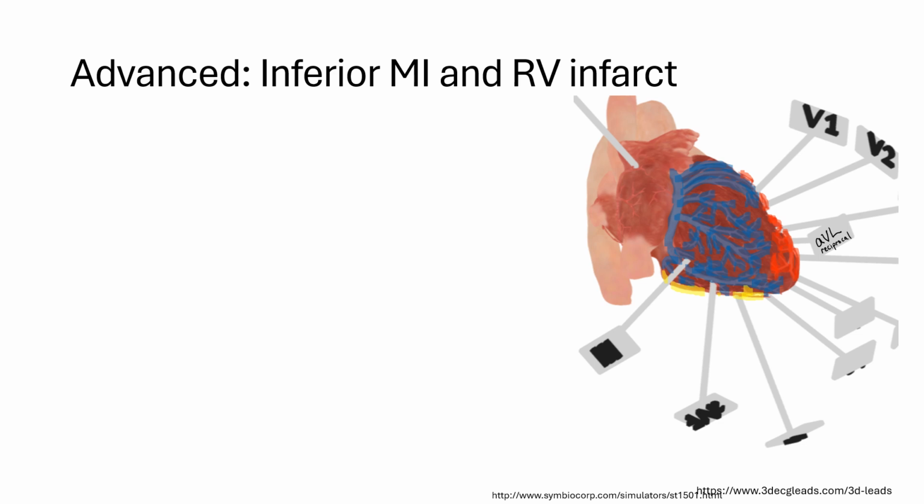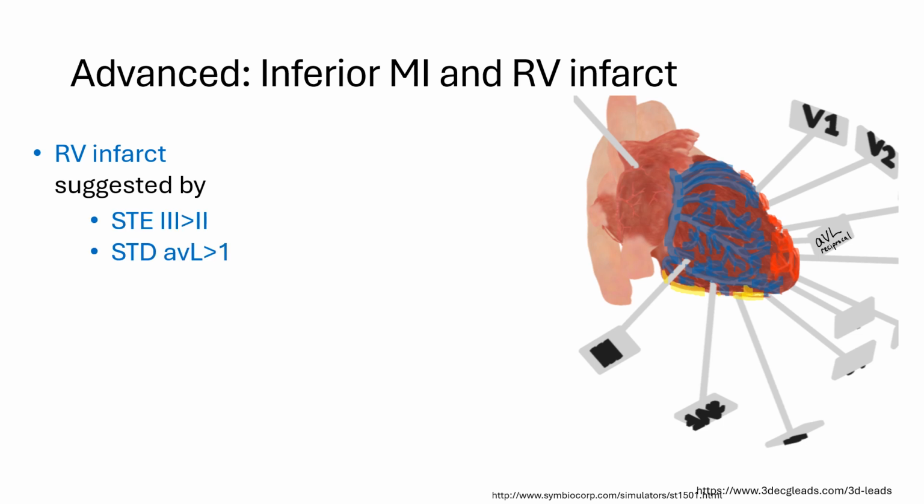Let's expand on inferior MI and RV infarct. RV infarct is suggested by, as we've already discussed, STE in lead 3 greater than 2 and ST depression in AVL greater than lead 1.